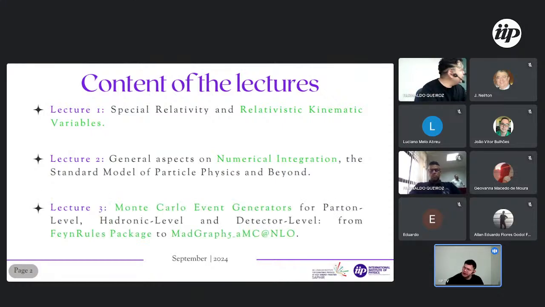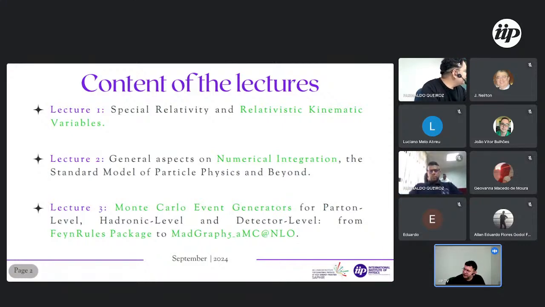For the third lecture, here is an introduction to the Monte Carlo event generators, and we are going to learn the concepts of what we call events. Events is an important definition that we need to understand in collider physics. So we are going to learn what events mean at parton level, hadronic level, and detector level.